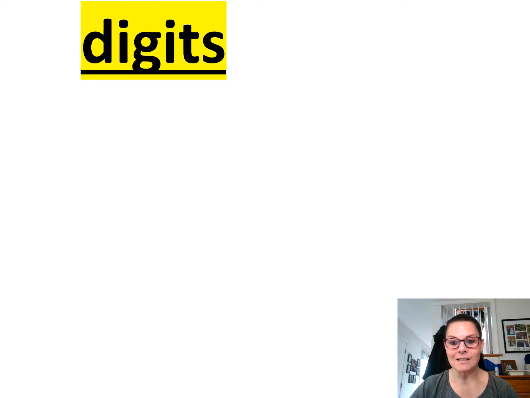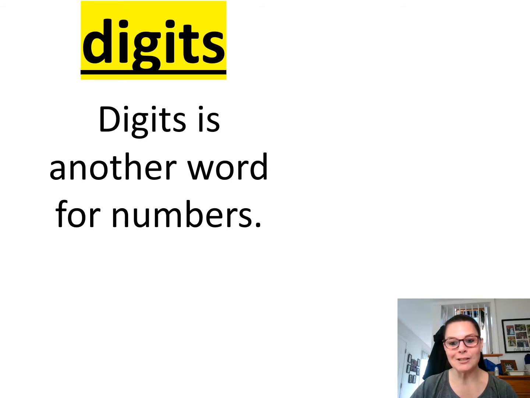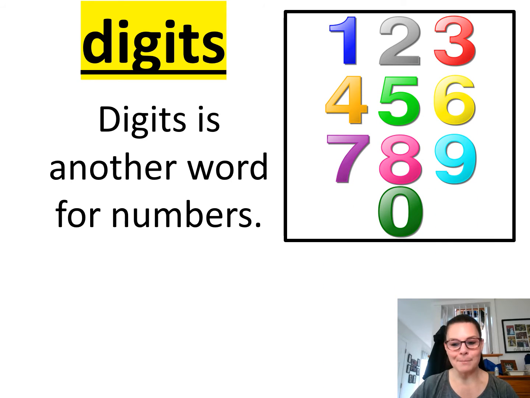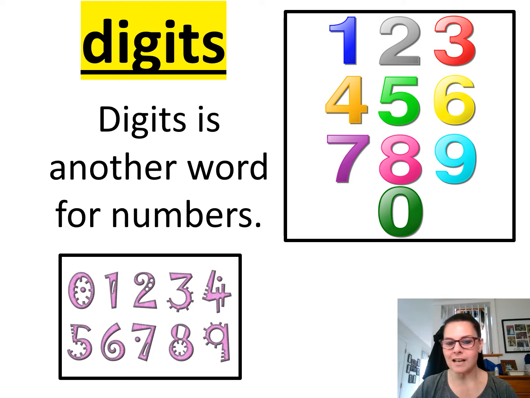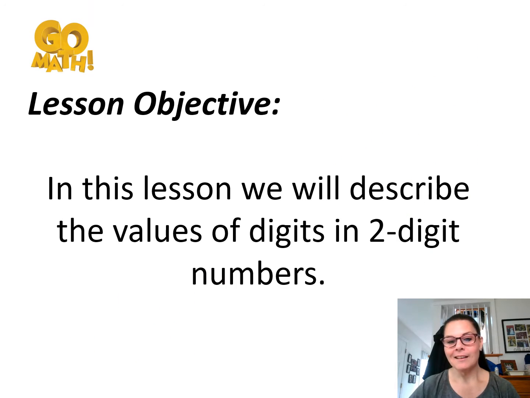And our last vocabulary word is what, boys and girls? Digits, that's right. And who remembers what a digit is? It's a number, that's right. A digit is just another word for a number. That's why we're going to work with two-digit numbers today. That means it is a number with two numbers. So instead of saying two numbers, we're going to say two-digit numbers. All right, and that's just what I said we were going to do. We're going to talk about the values of the digits in a two-digit number.